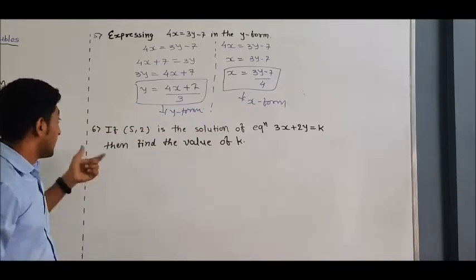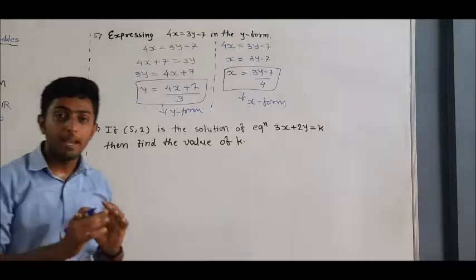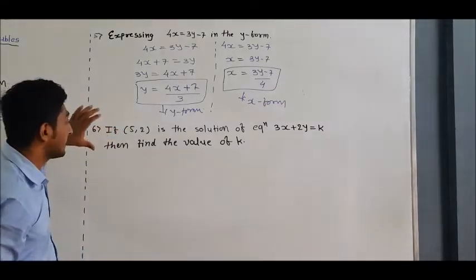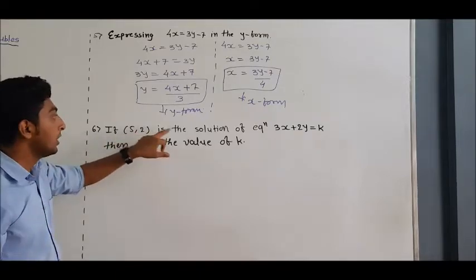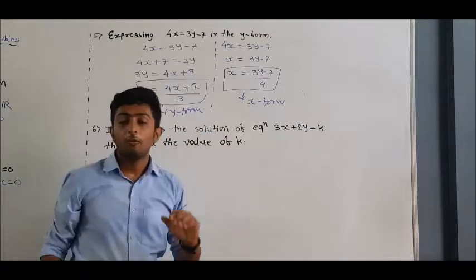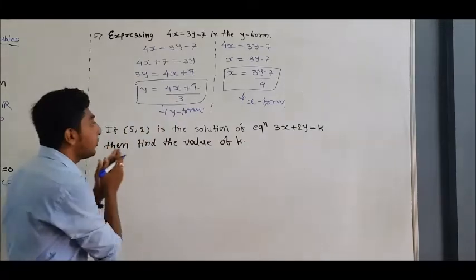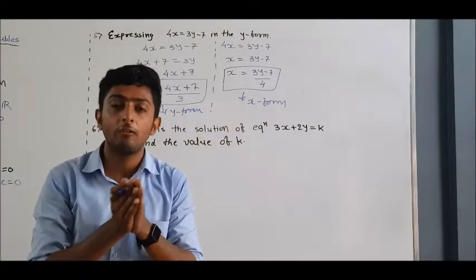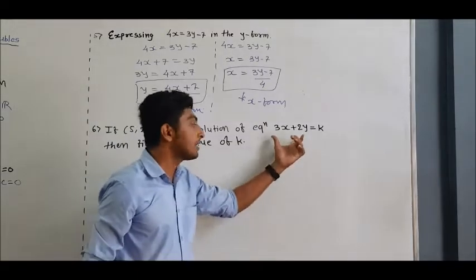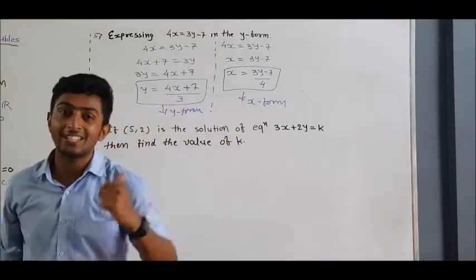Let us see another example. This is a very important example. Sometimes it is asked in the examination. Here it is already given that (5, 2) is the solution of the equation. Then what is the meaning of (5, 2) being the solution of the given equation? That means if I substitute the values of x and y in the given equation, the equation will be satisfied.